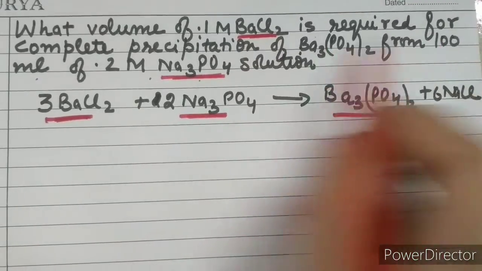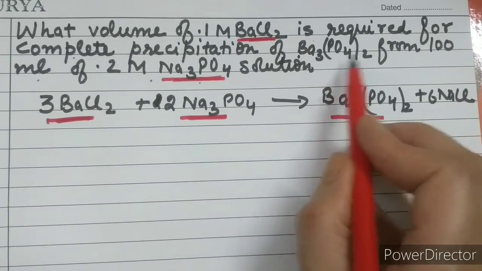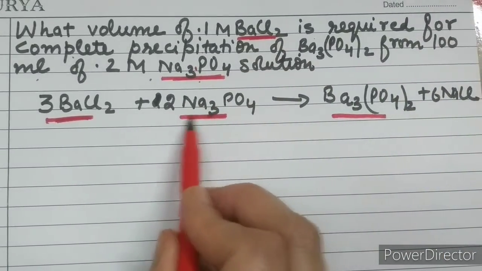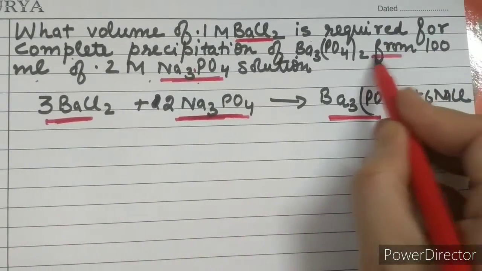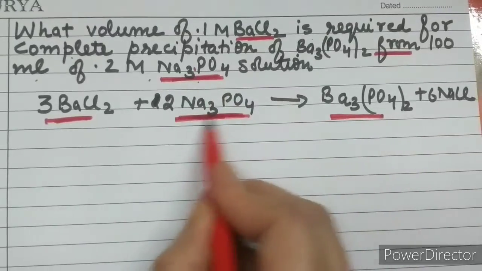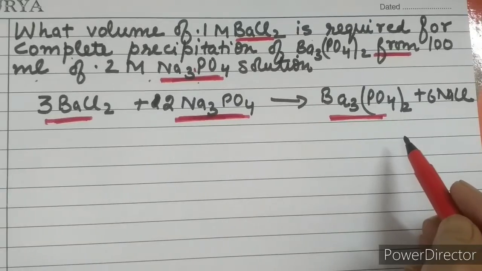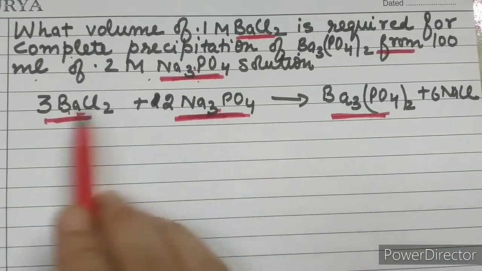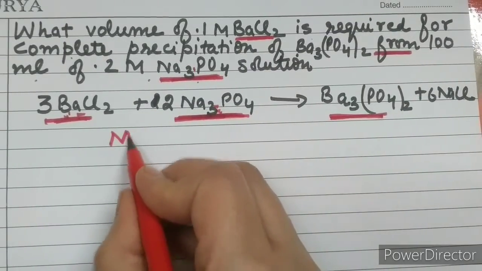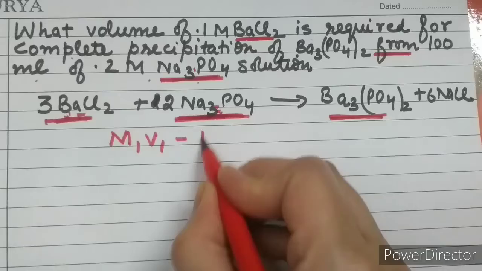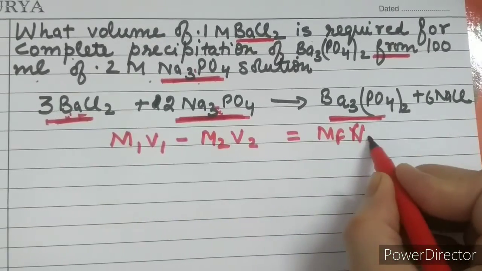It is mentioned that it is required for complete precipitation of barium phosphate from this. So from sodium phosphate we are going to make barium phosphate. Now, since two different things are reacting, it is a precipitation reaction. So our molarity equation should be M1V1 minus M2V2 is equal to M final V final.